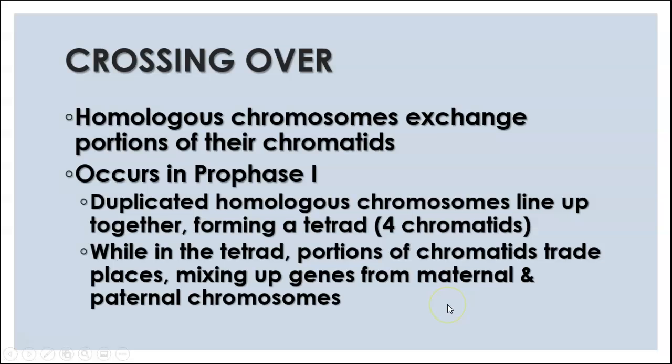Okay? Crossing over is something that's really important that happens in meiosis. It happens every time in meiosis, and this is where homologous chromosomes exchange portions of their chromatids with each other, which mixes up genes from the mother and the father. This occurs in prophase 1, and remember, this happens in prophase 1. The duplicated homologous chromosomes line up, forming that tetrad that's made of 4 chromatids, and then while it's in the tetrad formation, portions of chromatids trade places, and that mixes up the genes.